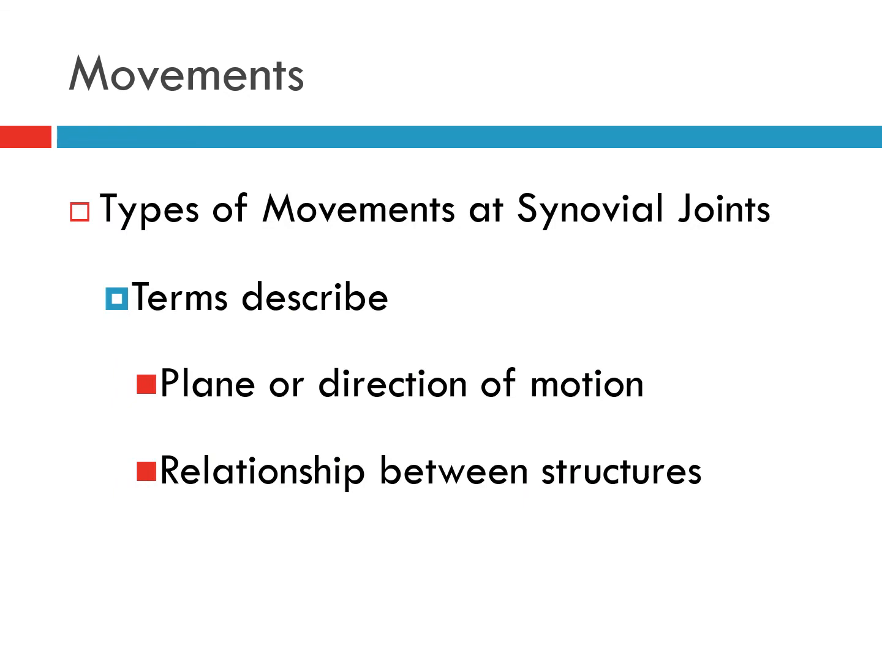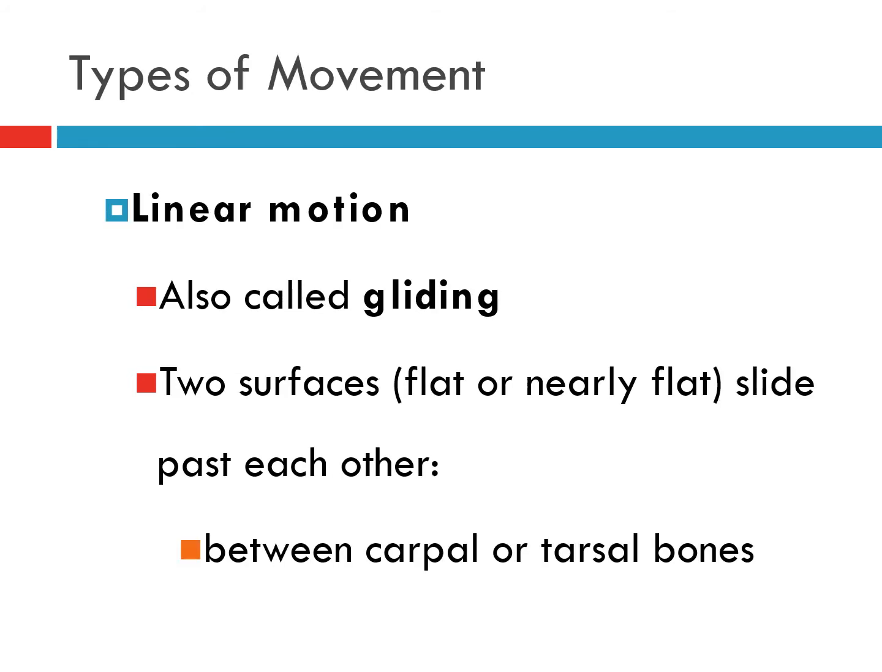So we're going to look at planes or direction of motion with synovial joints and the relationship between the structures that are within the joint. Linear motion, which is gliding motion that we just went over, is where two flat or nearly flat surfaces are sliding past one another. So this is what takes place at the carpal bones and the tarsal bones.